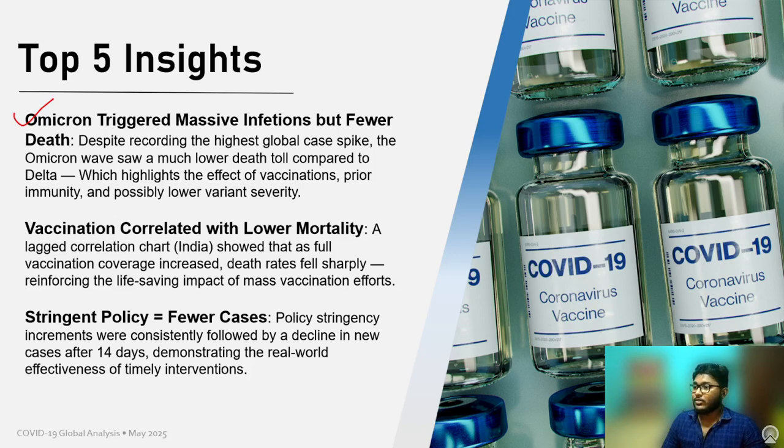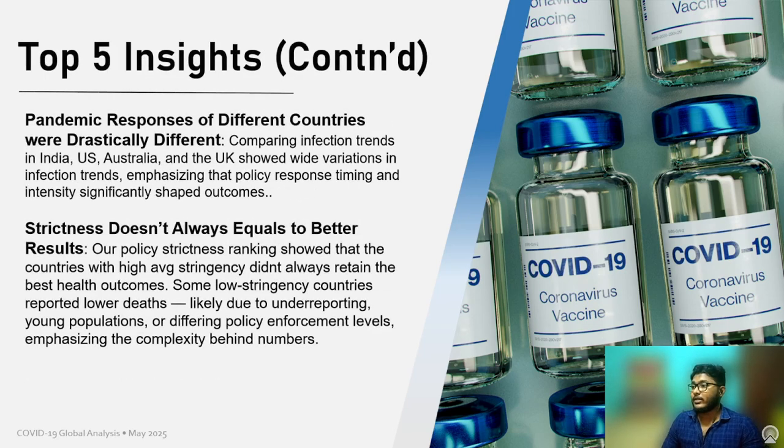Now, vaccination correlated with lower mortality, as we saw in the lag correlation chart. India showed that as full vaccination coverage increased, death rates fell sharply, reinforcing the life-saving impact of mass vaccination efforts. And what's the next? We saw that stringency policy equals fewer cases. We saw it very clearly that policy stringency increments were consistently followed by a decline in new cases after 14 days, demonstrating the real-world effectiveness of timely interventions. That was the fourth insight that we saw.